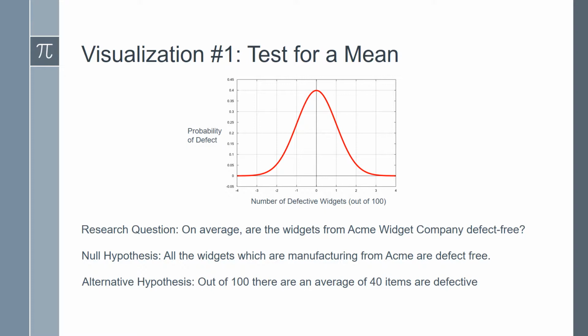Here, coming to the first slide, the research question is: on average, are the widgets from the Acme widget company defect free? Here we define the null hypothesis as all the widgets which are manufactured from Acme are defect free. Alternative hypothesis is out of 100 there are an average of 40 items that are defective. The mean in the bell curve is showing 0.4, so out of 100 there are 40 items, which we are trying to prove to disprove the null hypothesis.